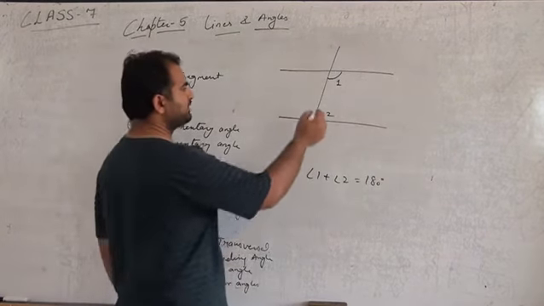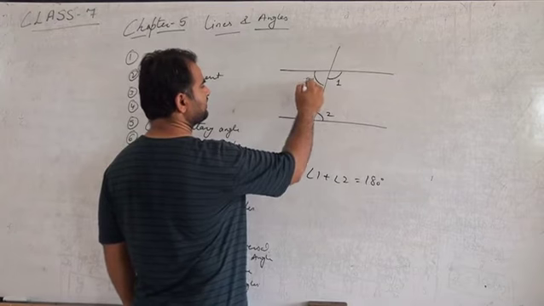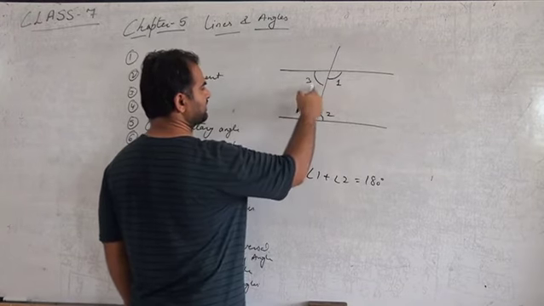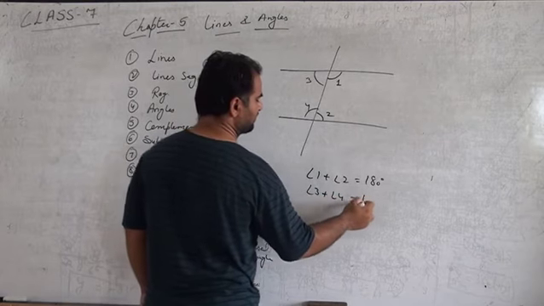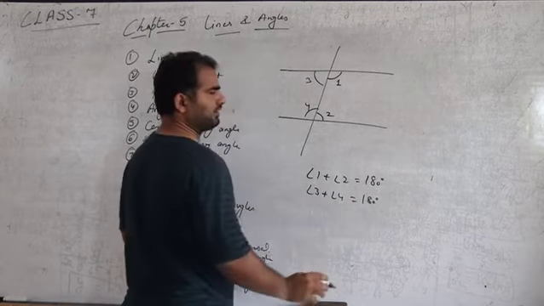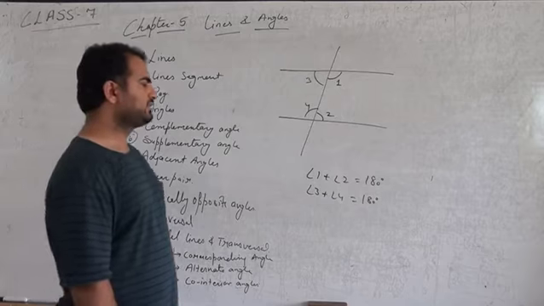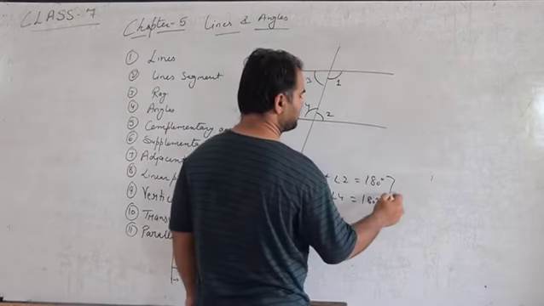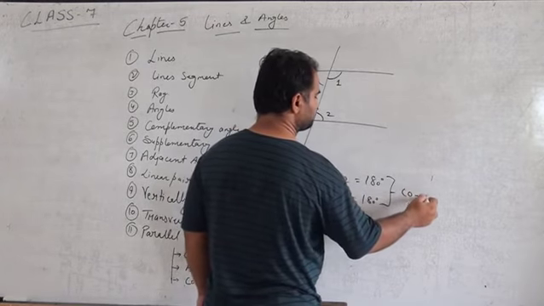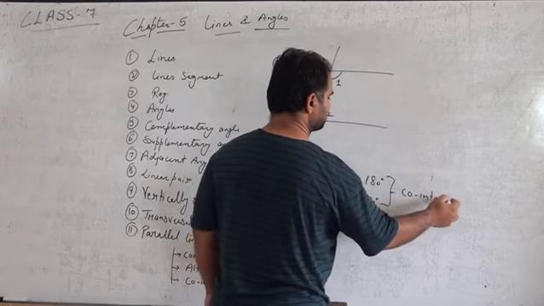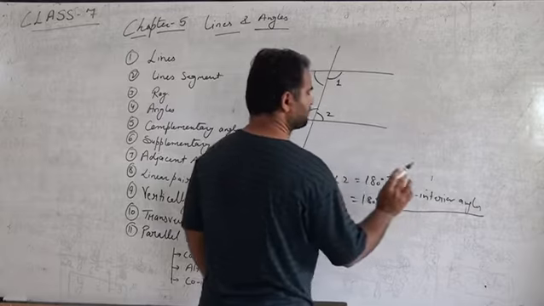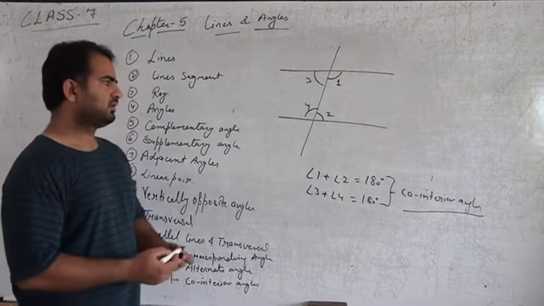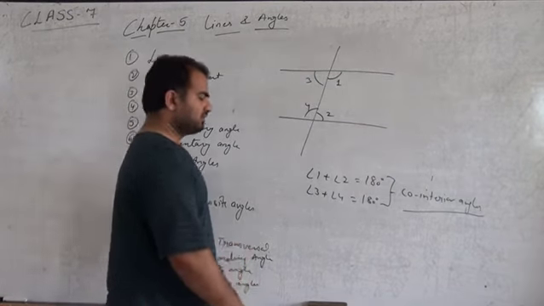Okay. So what about these two angles? These are also interior on the same side. So angle 3 and angle 4 will also be 180 degrees. Okay. These are both known as co-interior angles. Done?